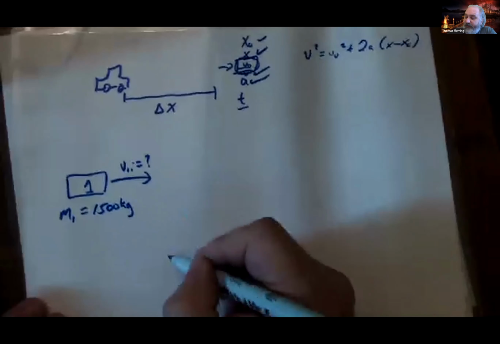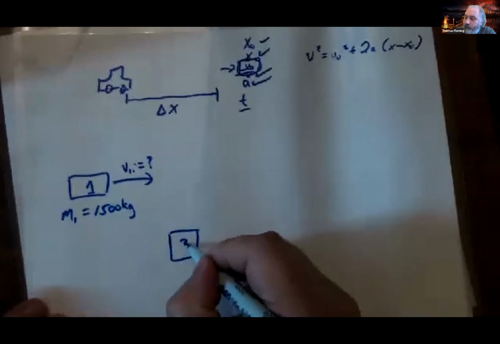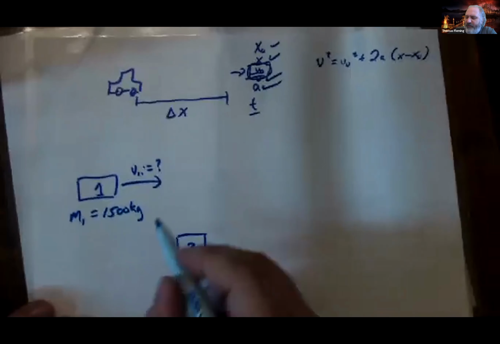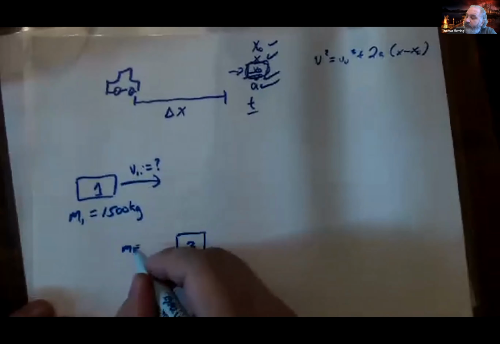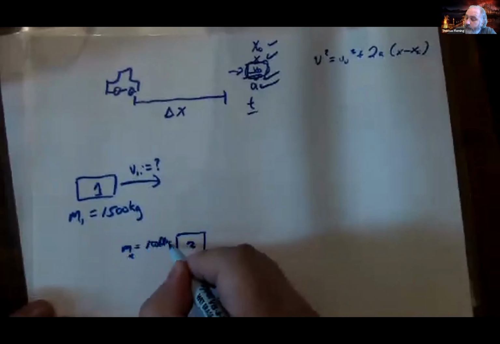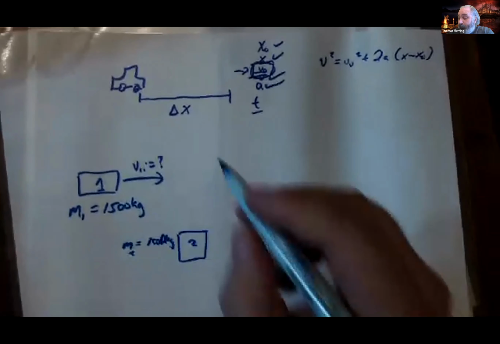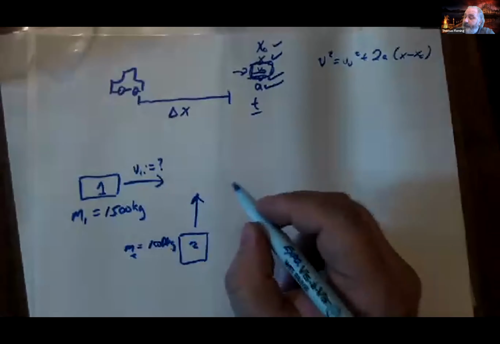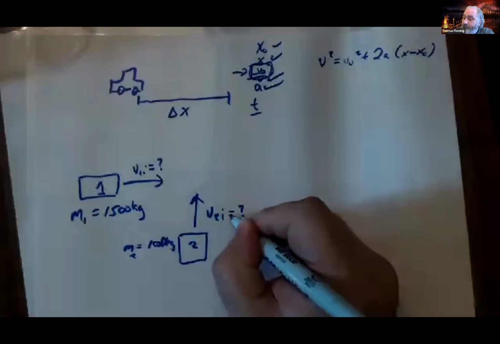Now, meanwhile, heading into the same intersection is a second car. This car is a smaller car. Maybe this is an SUV and this is more like a sedan or something. Let's say that it's only 1,000 kilograms, which is still pretty heavy, actually. And it's traveling with some initial velocity in the other direction.